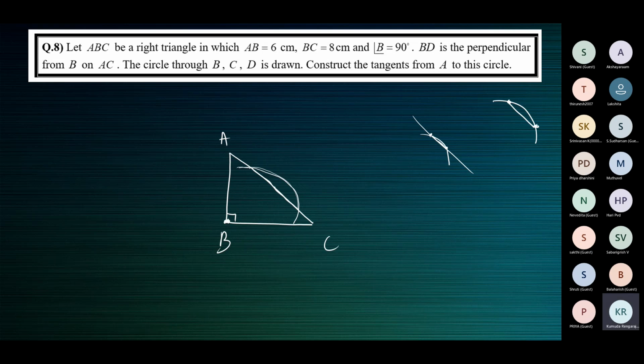Now we'll have to bisect this chord. How? Using this one and this one as endpoints, because this only is the chord, and any convenient radius. Convenient radius meaning the arcs must meet.